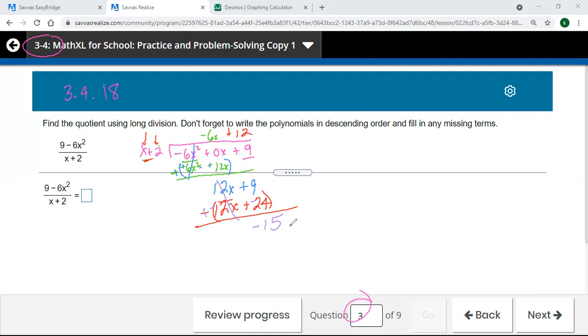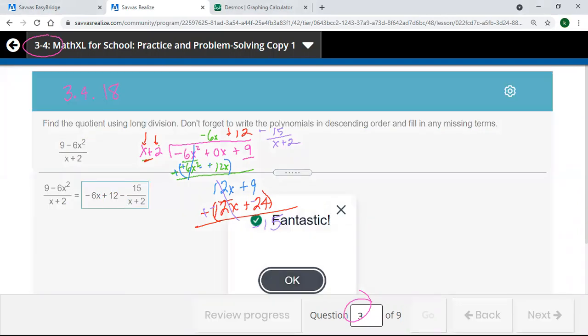Don't forget, we take that remainder up here and we put it over our divisor for our final answer in this form of the question that they're asking. So we ended up with a negative 6x plus 12 minus 15 over the x plus 2. So there's your long division.